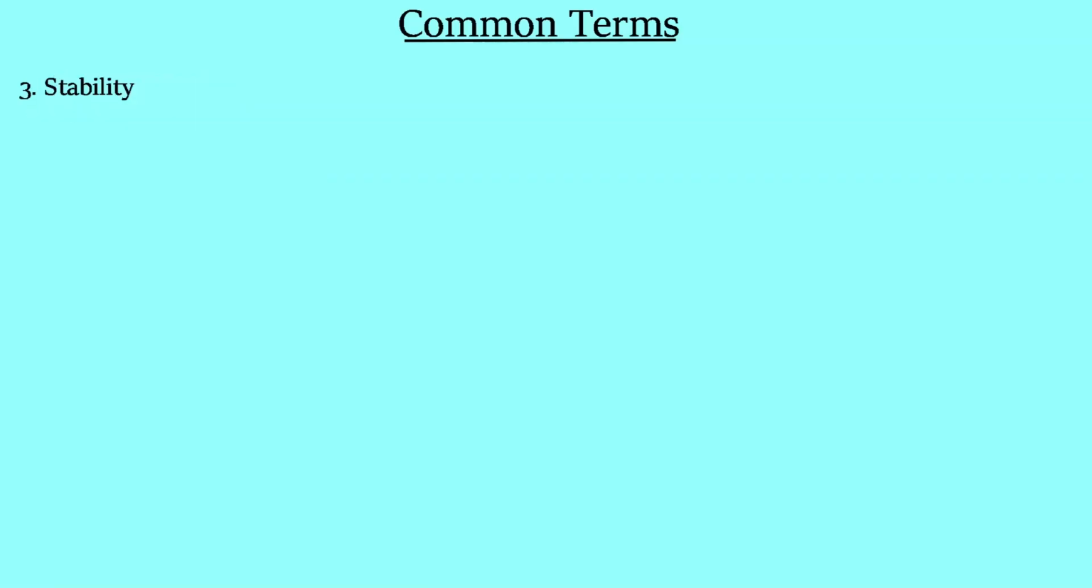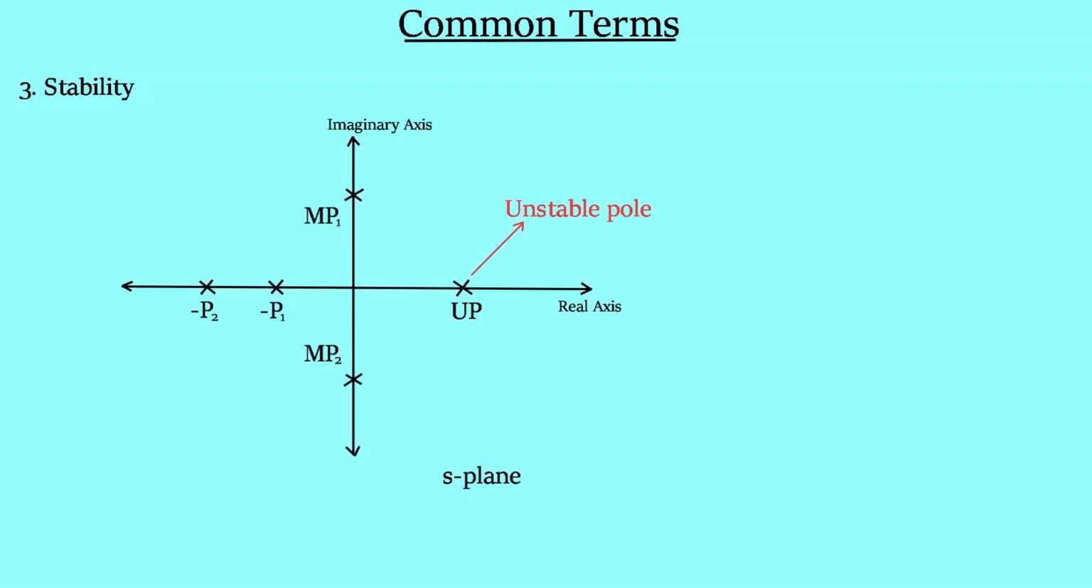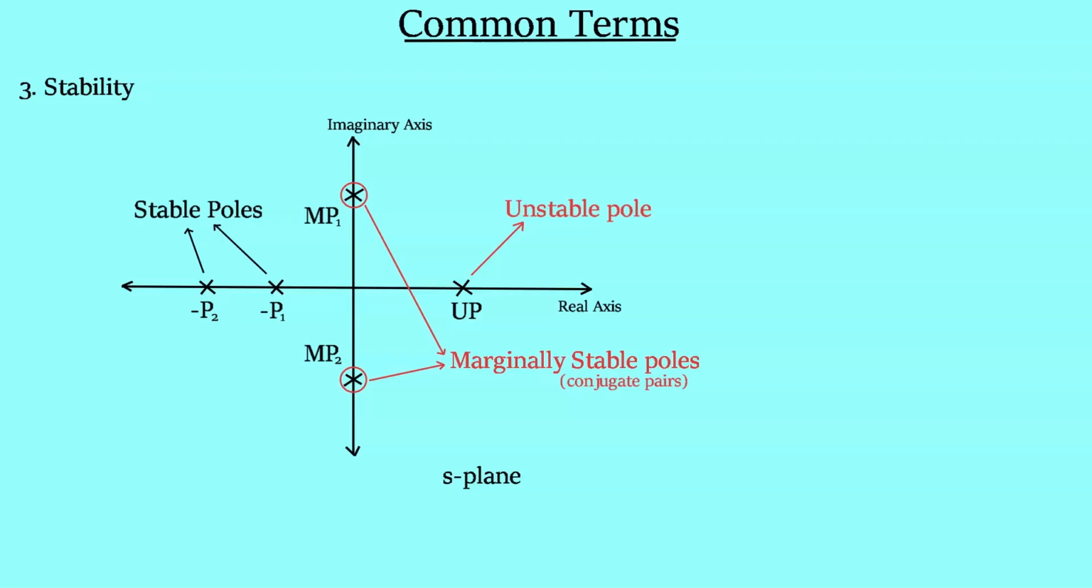The third term is stability, which is another very important term of the subject. Let's consider the S-plane. We have seen several times that the poles with a positive real part are unstable poles, and even a single pole with a positive real part in the transfer function will make the system unstable. The poles which are present directly on the imaginary axis are referred to as marginally stable poles. These usually appear in conjugate pairs, and the poles which have a negative real part are stable.